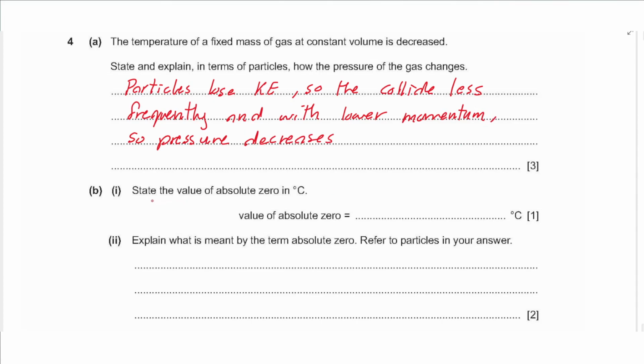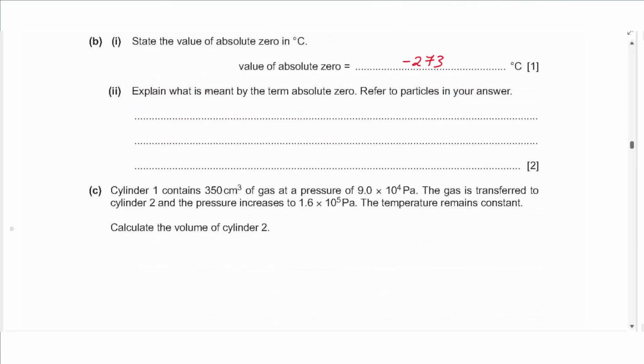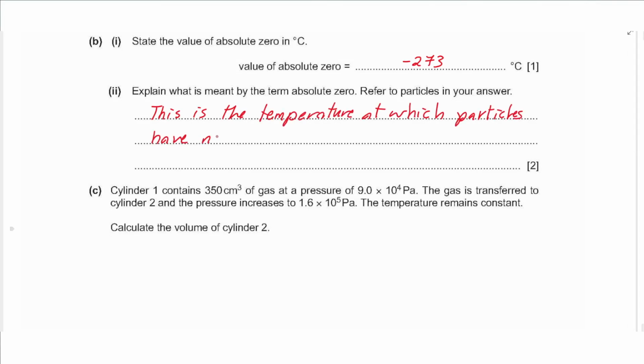Part B I says state the value of absolute zero in degrees Celsius, that's negative 273, that's 0 Kelvin. Part II says explain what is meant by the term absolute zero, refer to particles in your answer. So this is the temperature at which particles have no kinetic energy or are not moving.